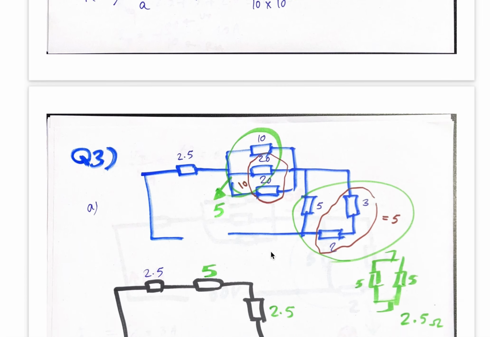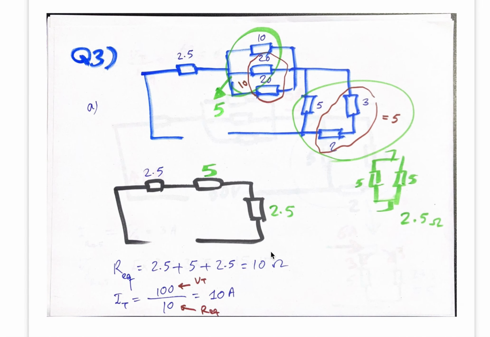Question number 3 is a usual question about calculating the equivalent resistance of a given circuit. The given circuit is this blue one. This is a combination of parallel and series resistances. Maybe in the first look, you can only identify some parallel resistors, but step by step, when you reduce the network, you can also identify some series connected resistors.